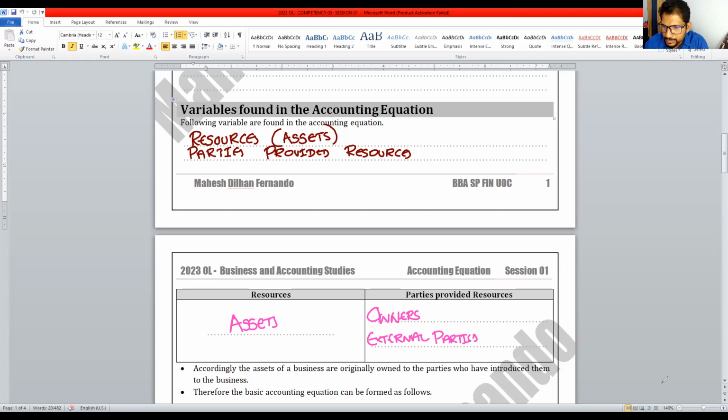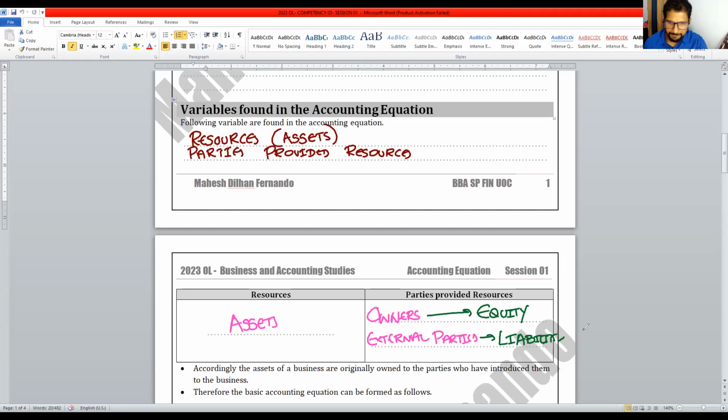The amount of assets which have been provided by the owners are called equity, and the amount of assets provided by the external parties are recognized in accounting as liabilities. This is how you complete the tutorial.